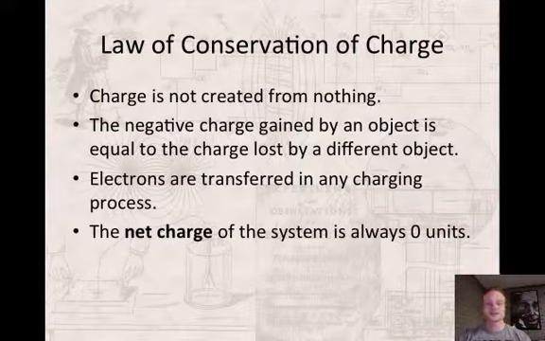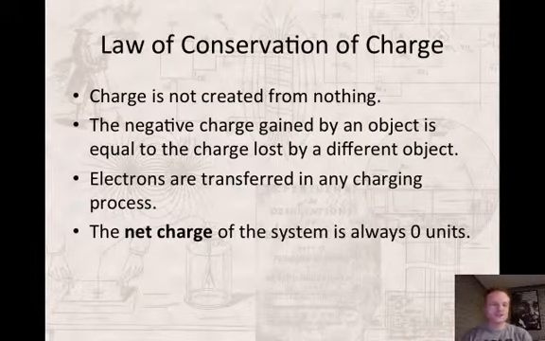The first thing I'd like to talk about is the law of conservation of charge. Basically, charge is not created from nothing. It's not like there's a charge-making factory that's doling out electrons or protons to give away to objects to make them charged. Instead, if an object becomes negatively charged, it gained that charge by taking electrons from a different object. Electrons lost by one object are gained by the other. So charging objects is basically a transfer of electrons from one object to another.